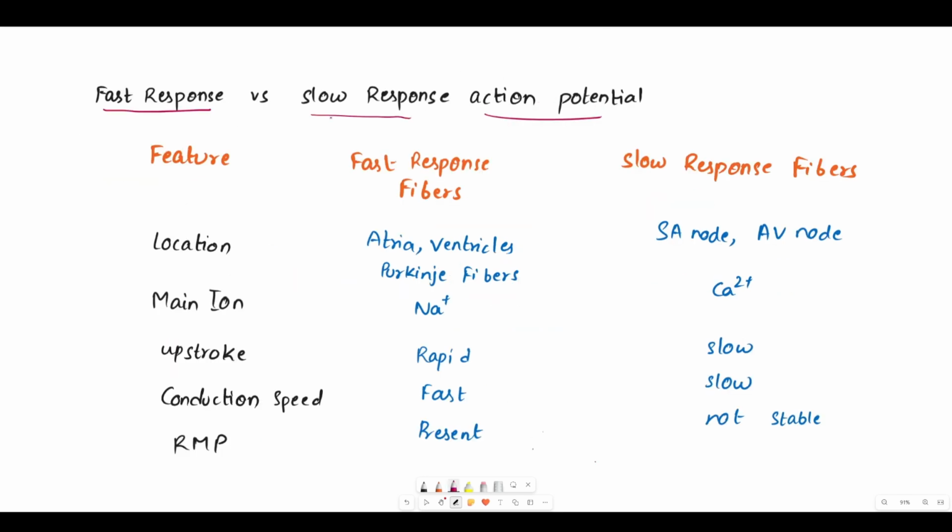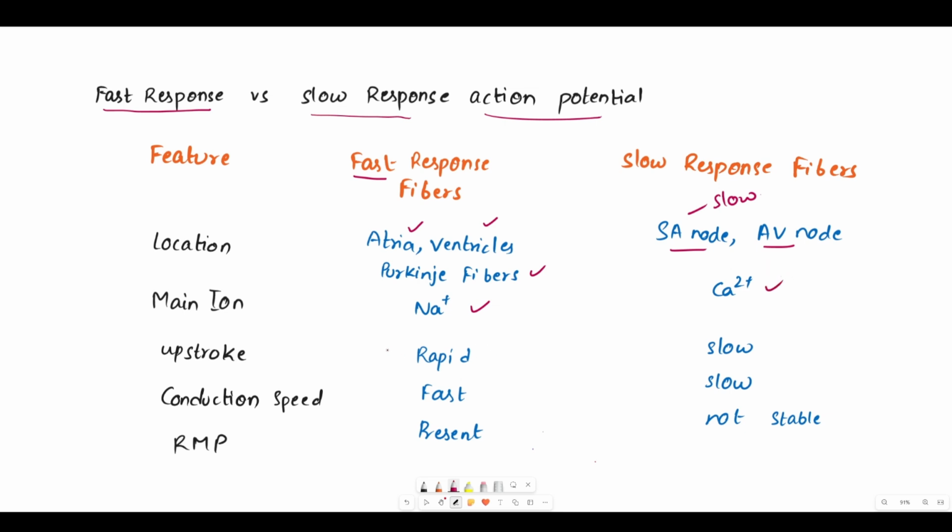So now we will see the fast response and the slow response action potentials. If you see the location, the atria, ventricles and the Purkinje fibers will be showing the fast response, and the SA node and AV node will be showing the slow response. Coming back to the main ion, in the fast response fibers, sodium is the main ion. In slow response fibers, calcium will be the main ion.